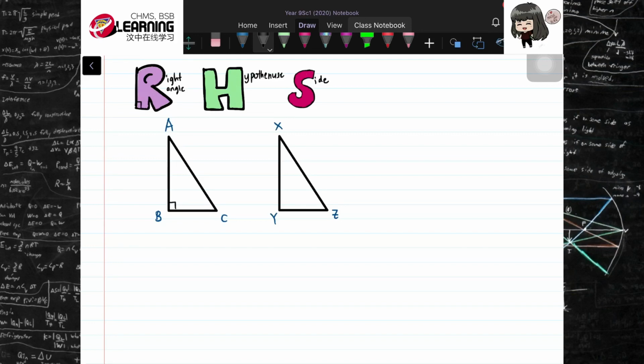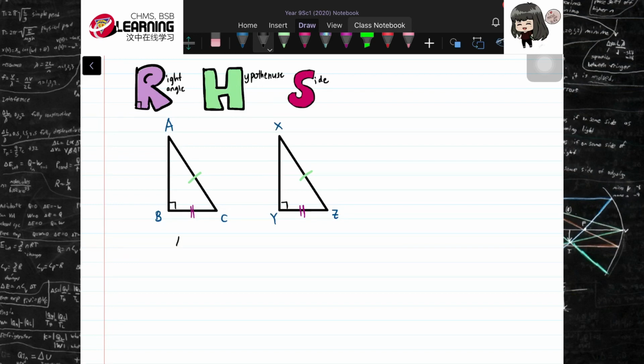So when we have both of the triangles with a right angle, and the hypotenuse, the length opposite the 90 degrees, is the same for both, and if we are given one of the sides, either AB or BC, let's say this BC here, same with the side YZ, we can say that these two triangles are congruent.